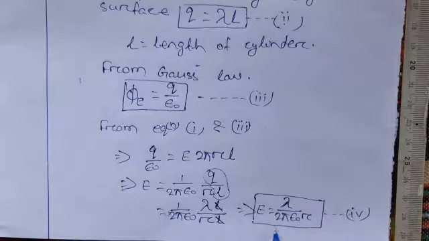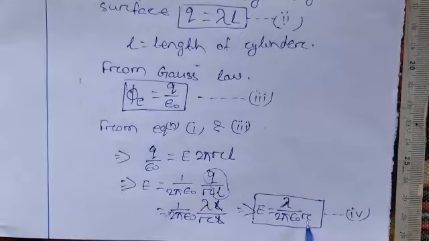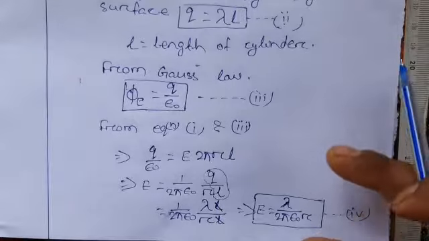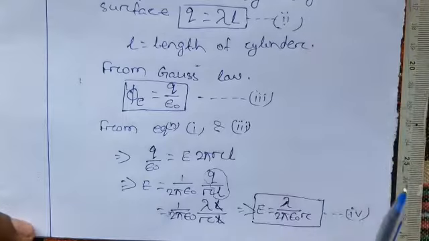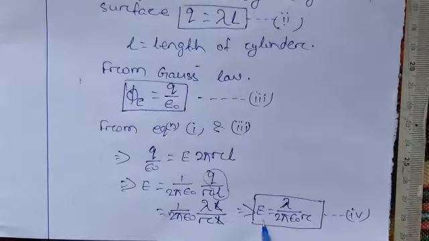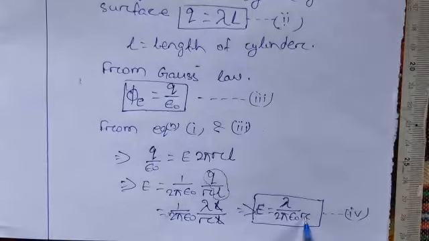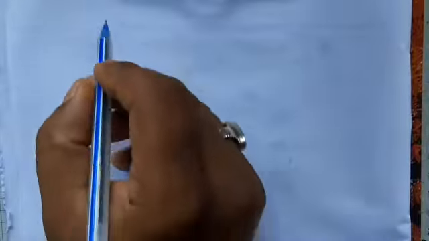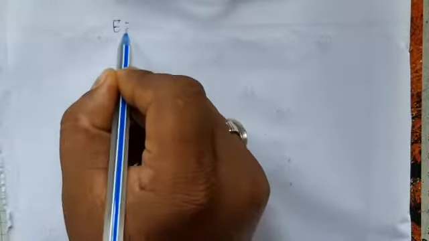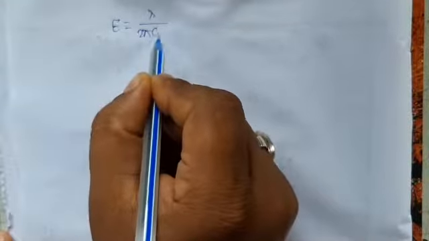Okay. From that equation I can say, lambda is the line charge density, this is constant, 2 pi epsilon naught is constant, R is variable. You can take the radius of the cylinder this much, that much, whatever. Gaussian surface means imaginary surface. So I can say the electric field is inversely proportional to the distance of the cylinder surface from its axis. So from equation 4, E equal to lambda by 2 pi epsilon naught R.